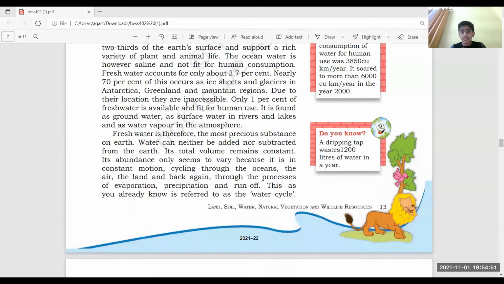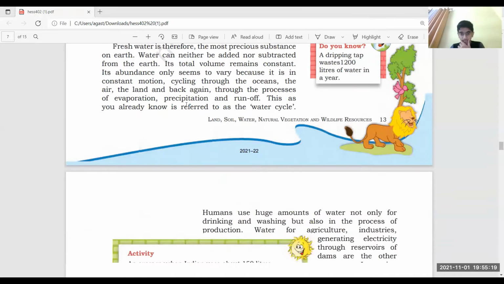The fresh water is the most precious thing we have. There's of course a scarcity of it, but the amount of water never gets added or subtracted because it remains constant. The reason is a process or a cycle called the water cycle. I guess you people know about the water cycle. In this water cycle process, there are many things like evaporation, precipitation, and condensation. This is a cycle which goes on, and by this you get your water.